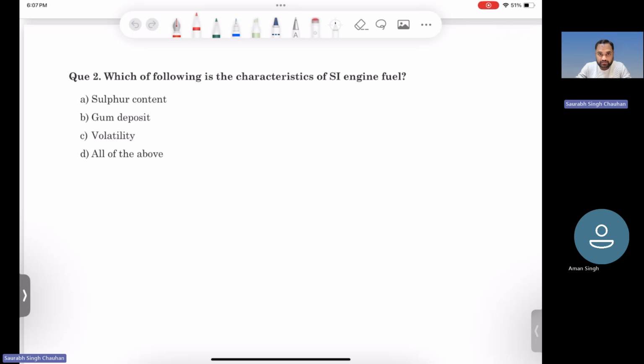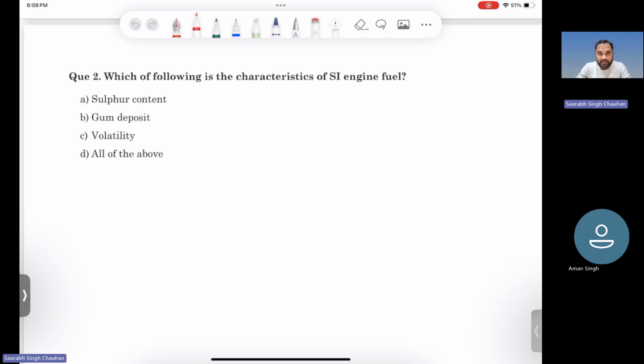Option B says gum deposition. Yes, it is also a characteristic, because if there are unsaturated hydrocarbons, then after a long time they will be converted into a thick deposition, like a gum deposition. That gum deposition can take place at the intake valves, and if there is a carburetor engine, then on the carburetor itself, or if it is a PFI fuel injector, then on the injector. We don't want that, right?